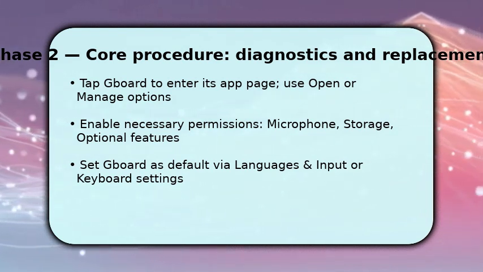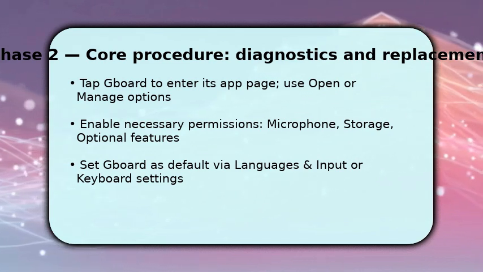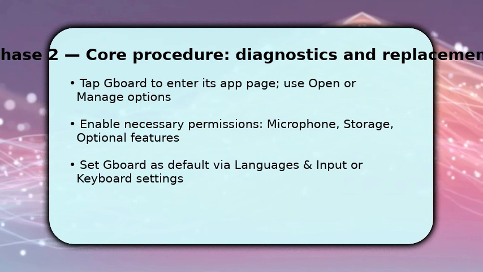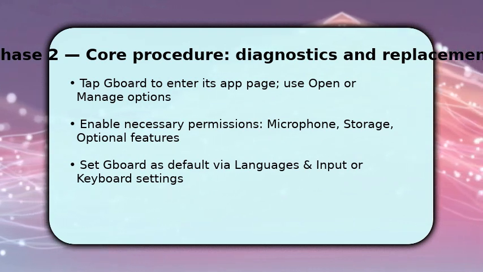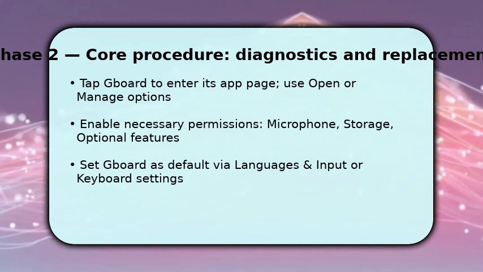Next, go to System Settings, Languages and Input or Keyboard Settings, and select Gboard as the default keyboard. Make sure to confirm the selection. This step links the app to any text field, so you can test it immediately in the final slide.